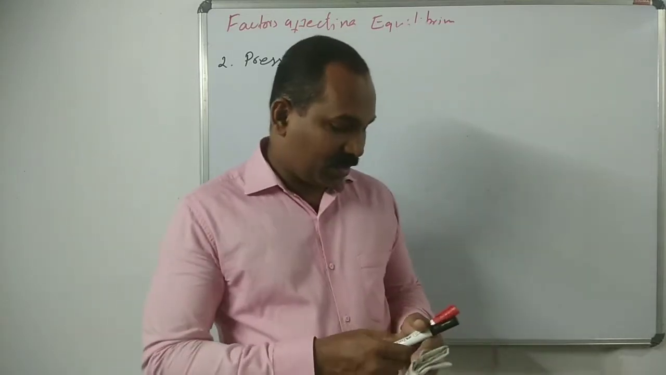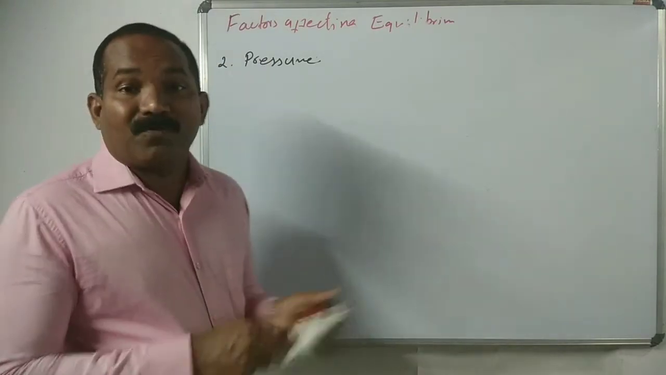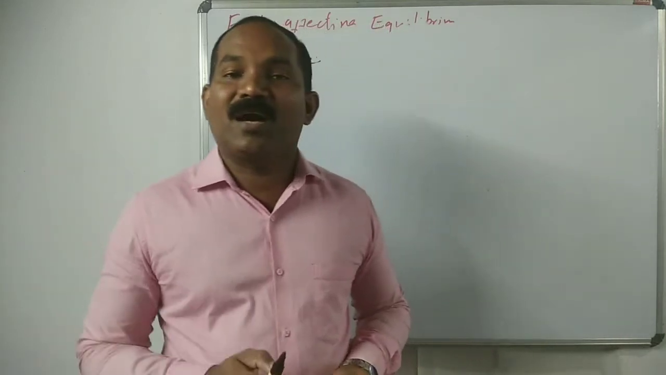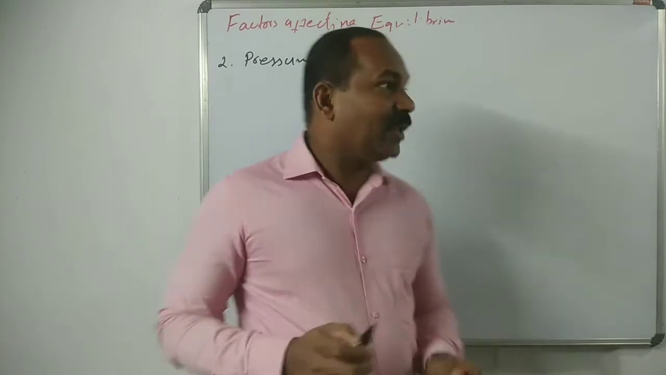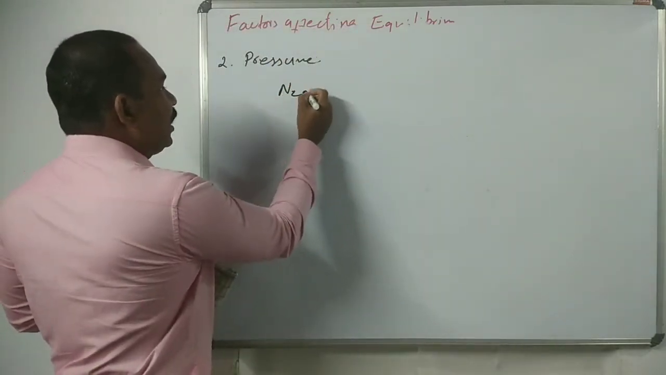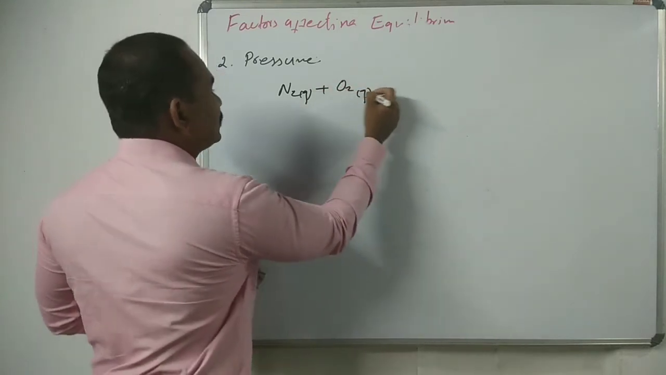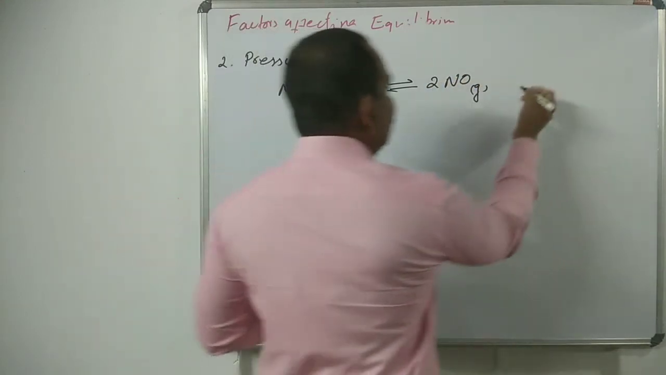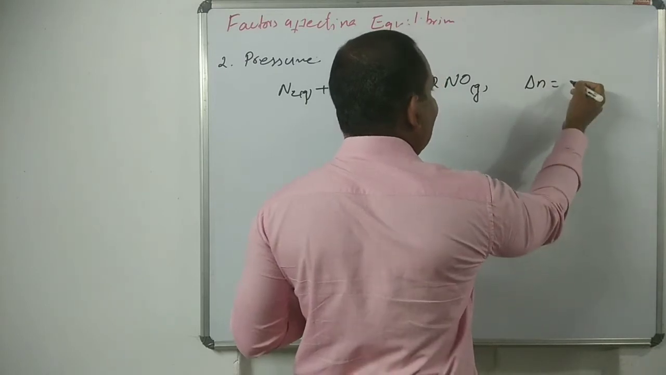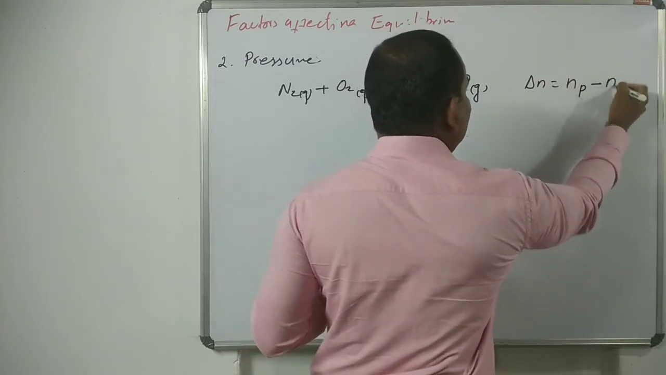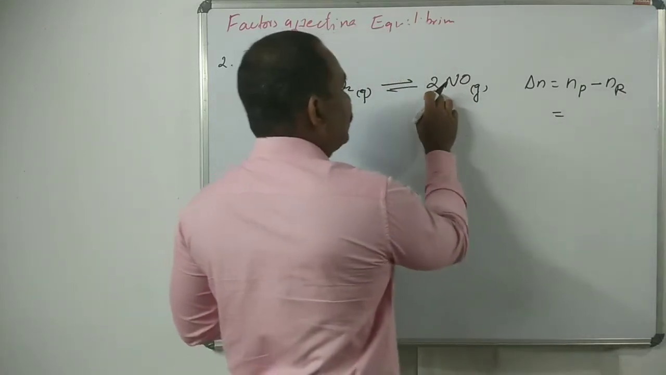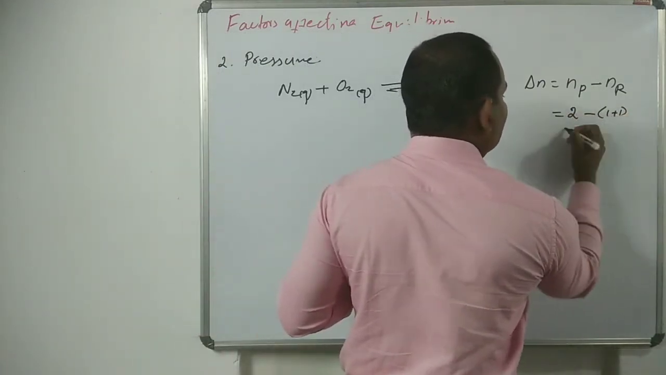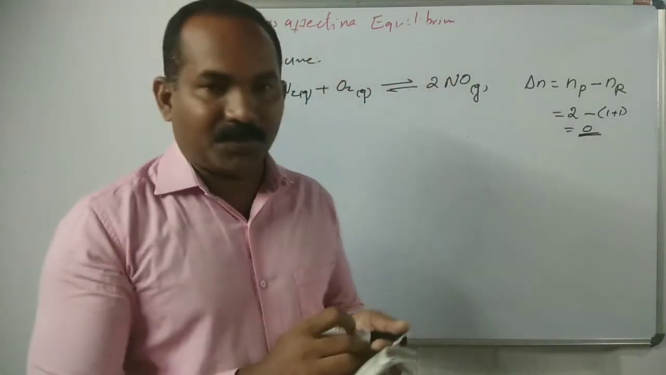So in the case of a reaction where the number of moles of reactant is the same as the number of moles of product, pressure has no effect on the equilibrium. For example, N2 gas plus O2 gas in equilibrium with 2NO gas. Here, what is delta N? Delta N is the number of moles of gaseous product minus the number of moles of gaseous reactants. The number of gaseous product is 2, the number of gaseous reactants is 1 plus 1, that is 2. So delta N is equal to 0.